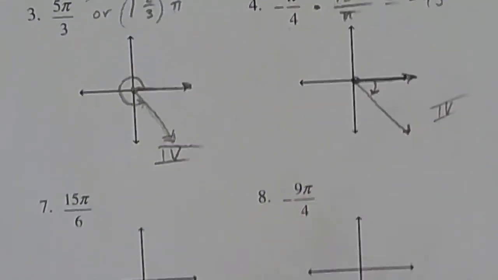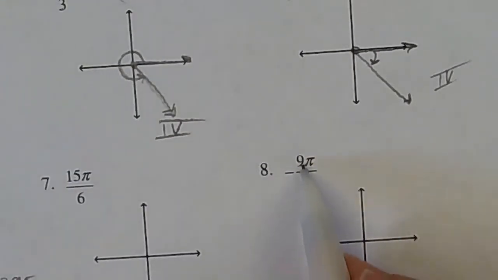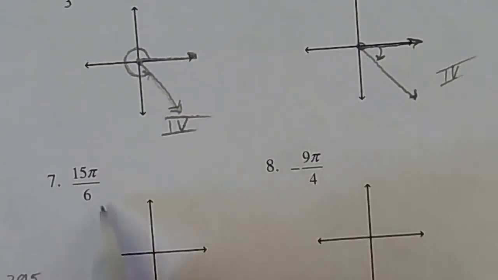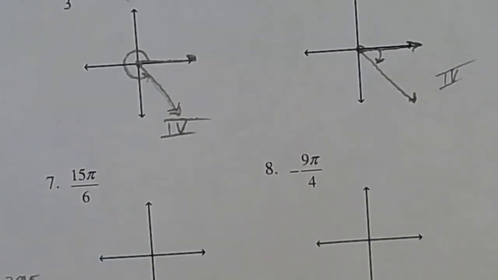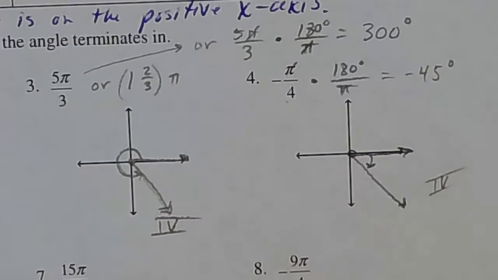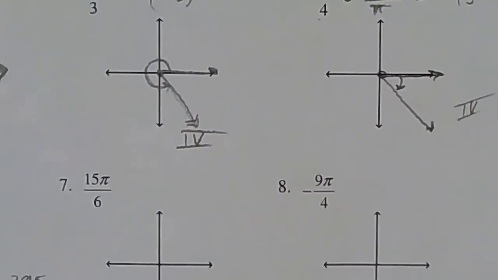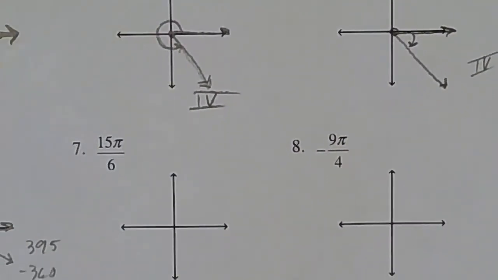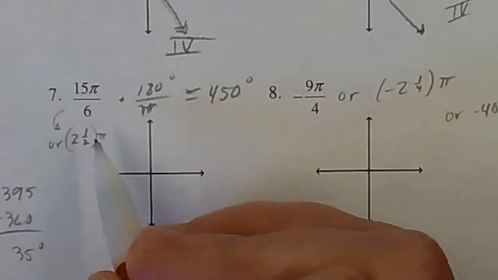All right, so 7 and 8. I think this one's pretty easy. Do 9 divided by 4, and you can change it to a mixed number. This one might be a little tougher. I don't know, your pick. Maybe just try both. If you struggle, though, just convert them to degrees and draw those angles. Okay, pause and give yourself a couple minutes to do that.